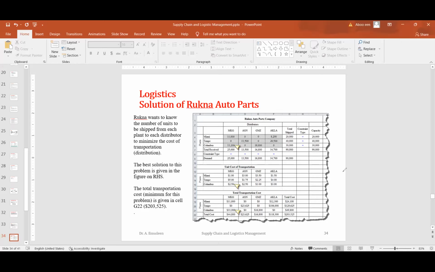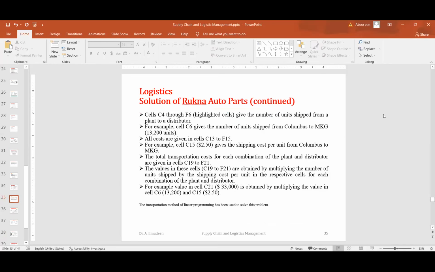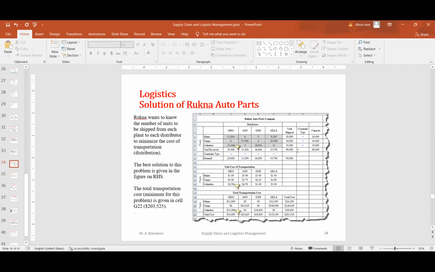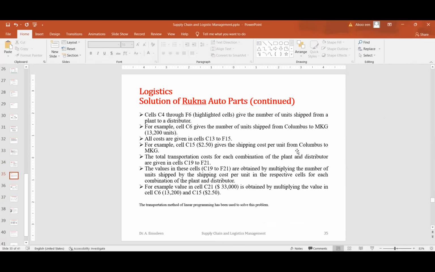This is the previous Excel sheet. This is how they have calculated. And I will send this slide also, so then you can look at the calculating part.